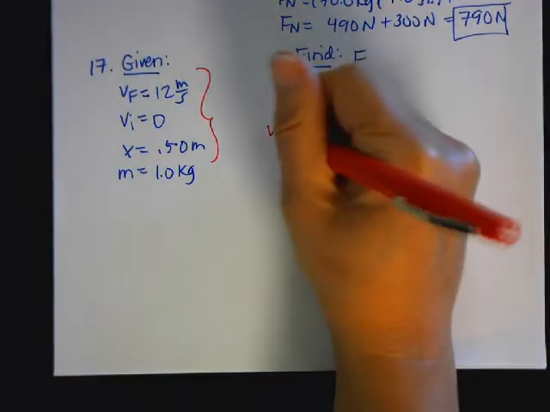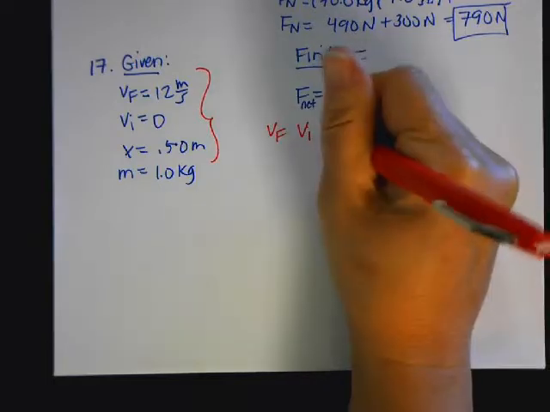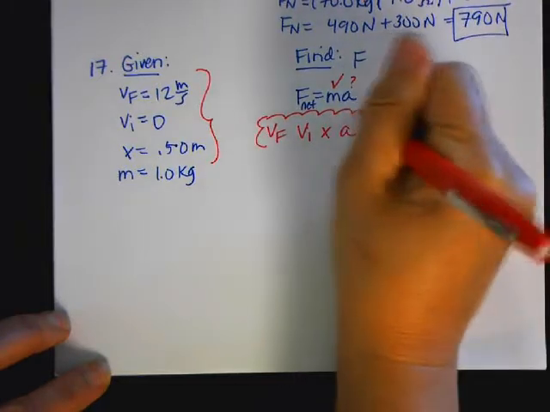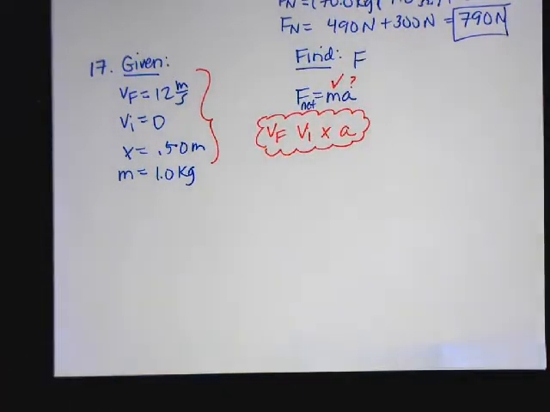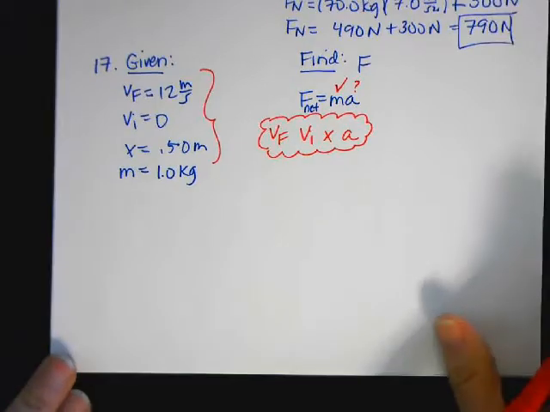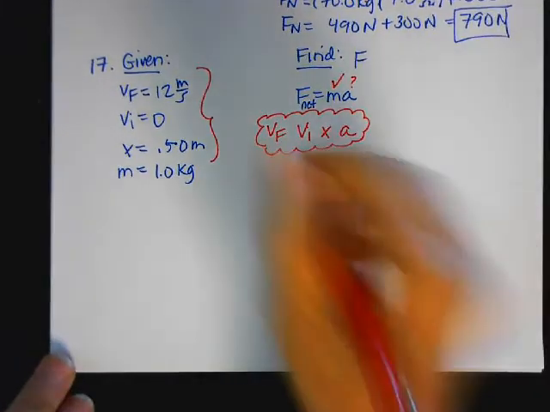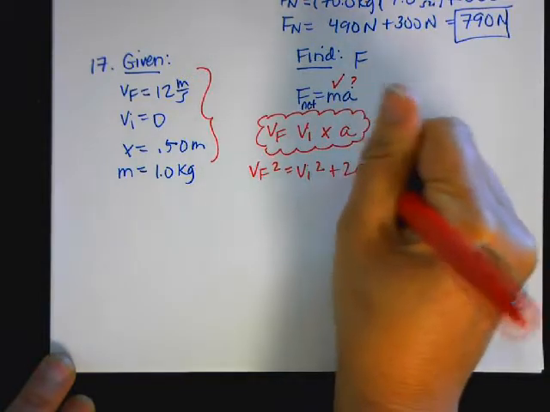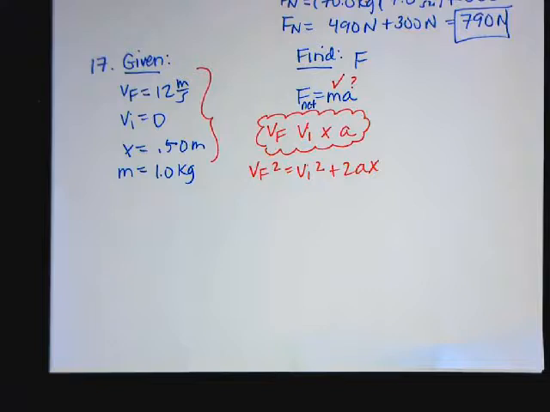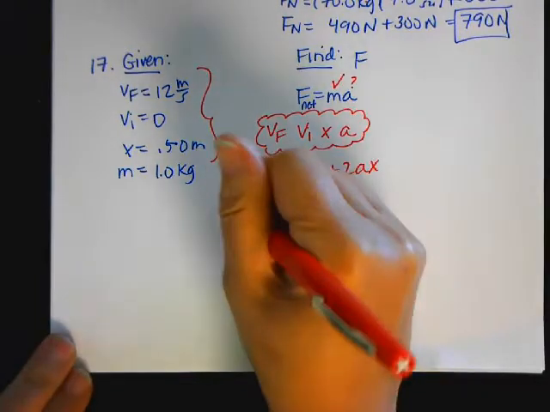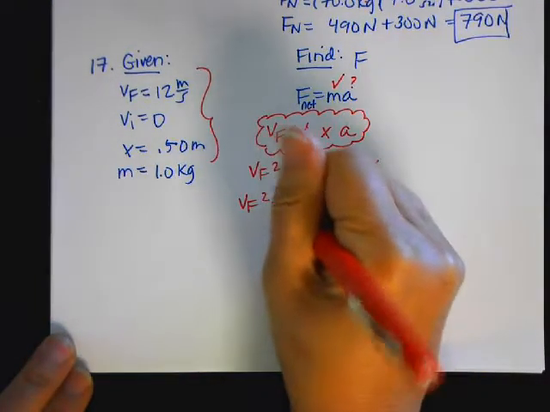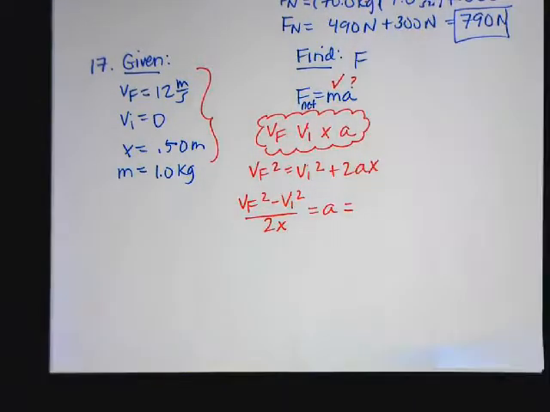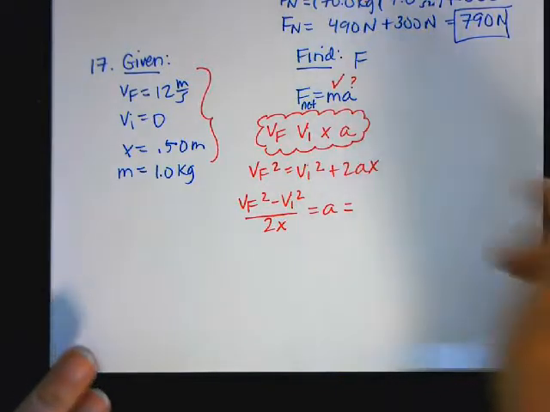So I have Vf, I have Vi, I have x, and I want to find a. So now I'm going to look back at my kinematic equations, and I'm going to ask, is there any equation that has those 4 variables? And the answer is yes. So my equation is Vf squared is equal to Vi squared plus 2ax. I'm going to rearrange the equation to solve for the unknown in terms of the known. So Vf squared minus Vi squared over 2x is equal to a.